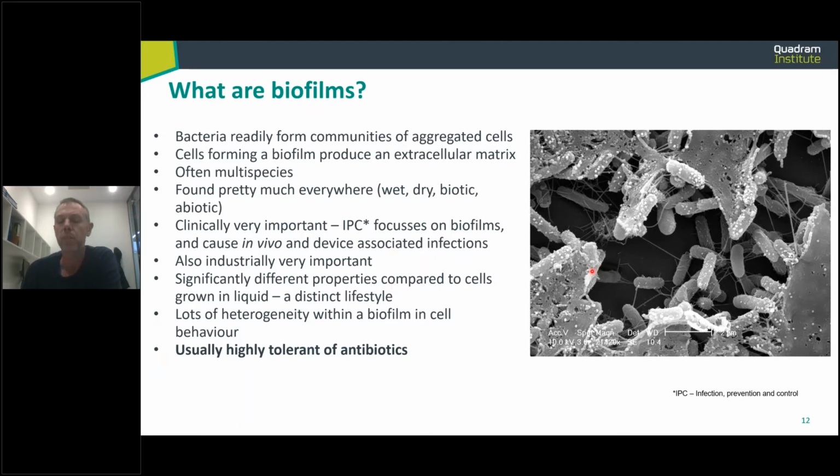When bacteria grow in a biofilm, the lifestyle is very, very different to when the same cell is floating around in liquid. So this really is a distinct lifestyle. And all the cells within a biofilm are not the same. Often these are polymicrobial, with lots of different species. And even if it is a single species biofilm, the behavior of cells within it can vary a lot. And one of the hallmarks of bacterial biofilms is they're usually very tolerant of antibiotics, very, very hard to kill, which we'll talk about why that will be, because obviously that's something that we're very interested in from an antibiotic resistance perspective.